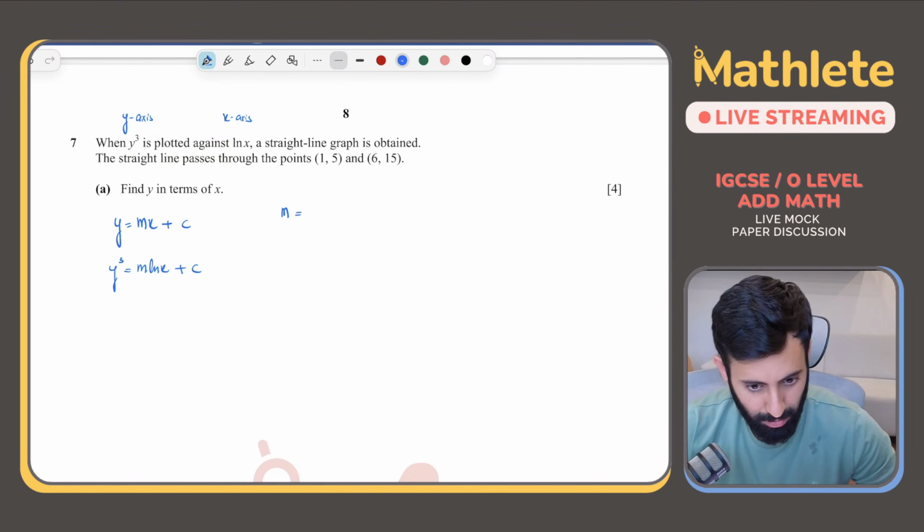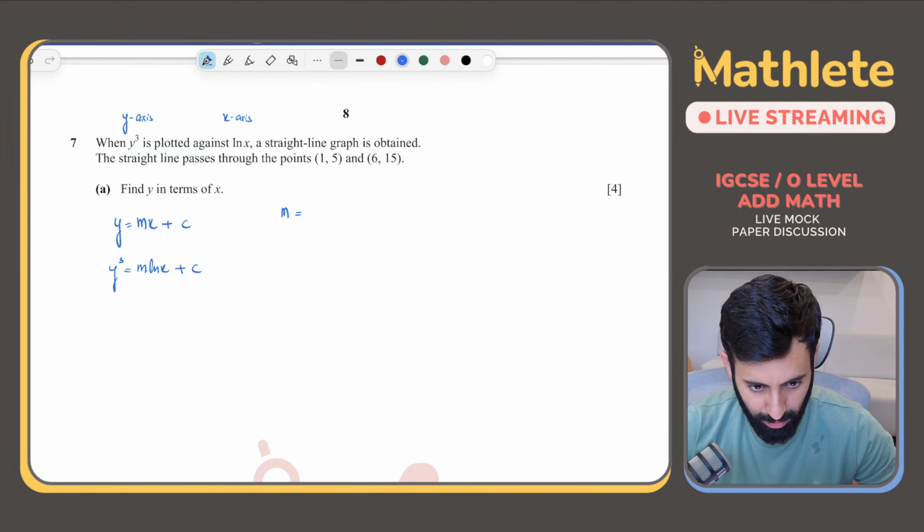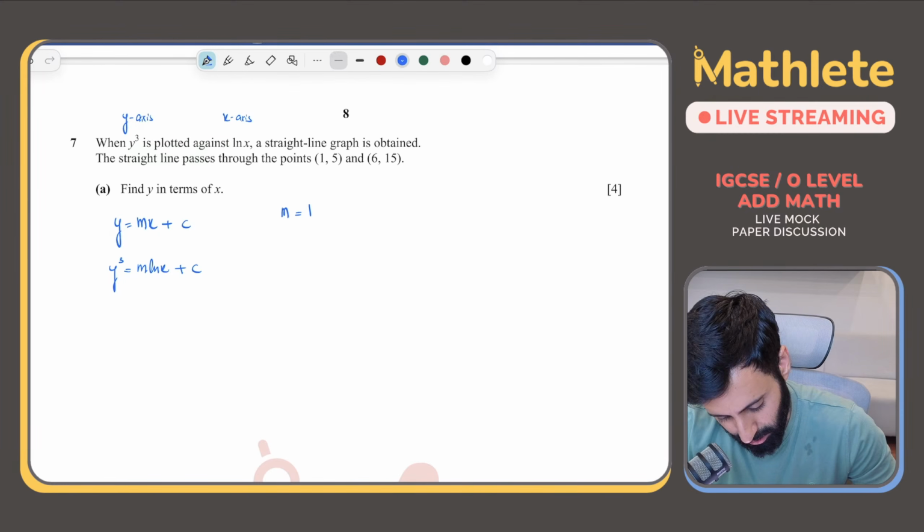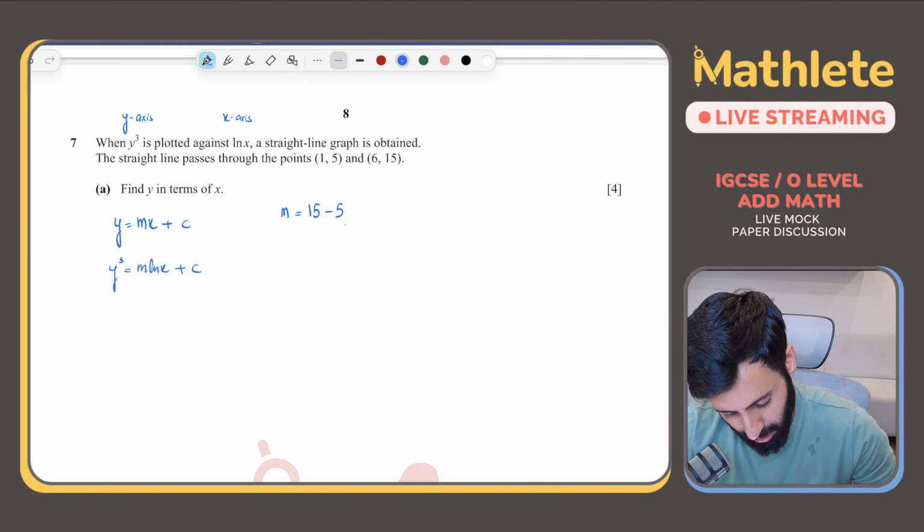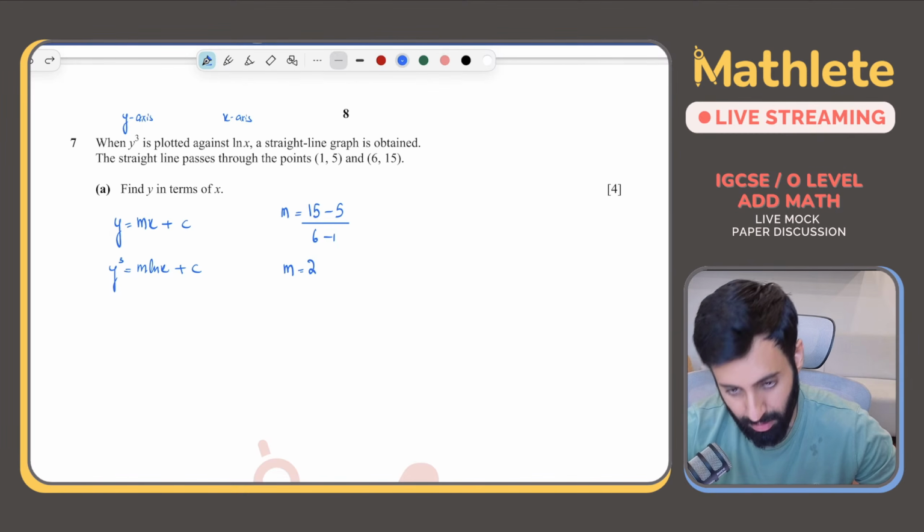Now let's find out the gradient. So 15 minus 5 over 6 minus 1. So 15 minus 5 is 10. 10 upon 5 is equal to 2.